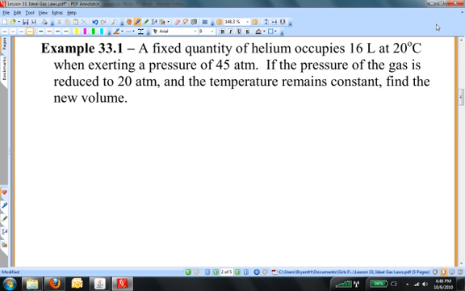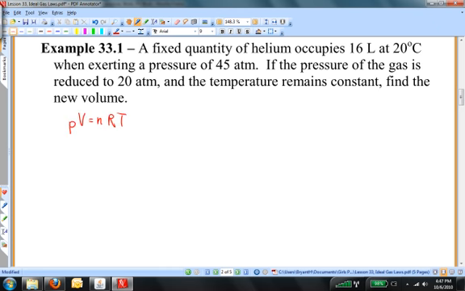Example 33.1. A fixed quantity of helium occupies 16 liters at 20 degrees C while exerting a pressure of 45 atmospheres. If the pressure of the gas is reduced to 20 atmospheres and the temperature remains constant, find the new volume. First, I'm going to write down the ideal gas law.